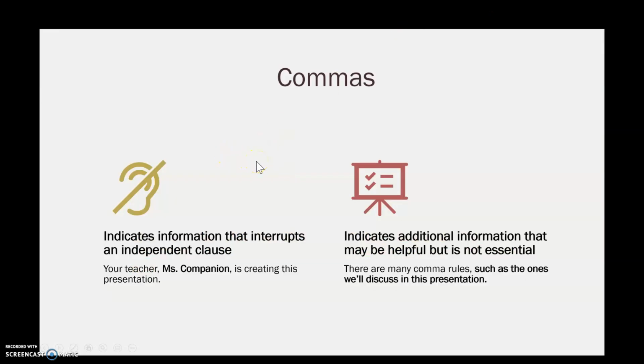So commas also indicate information that interrupts an independent clause. If you have extra information that tells you more about the independent clause, but is not part of the independent clause proper, then you separate it from the independent clause by commas. And because it's kind of coming in the middle, you need a comma on both sides of it to show the start and stop of the interrupting information.